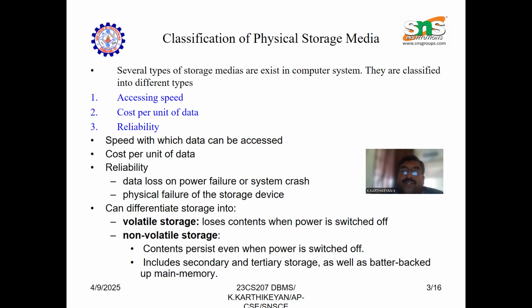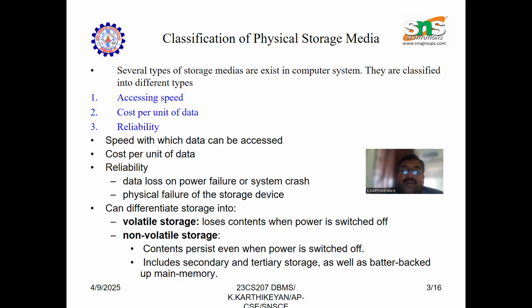The classification of physical storage media: we have several types of storage media that exist in a computer system. They are classified by different criteria. One is access speed, another is cost per unit of data, and reliability. The first is the speed at which data can be accessed, what type of space is required and how much space is required for a particular file, so you can easily analyze and store your database in your server.